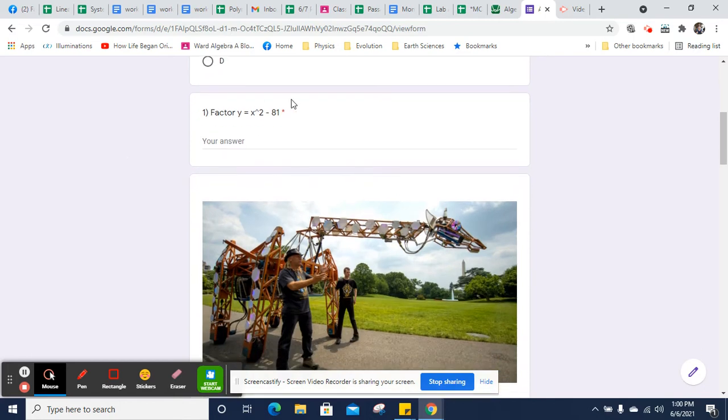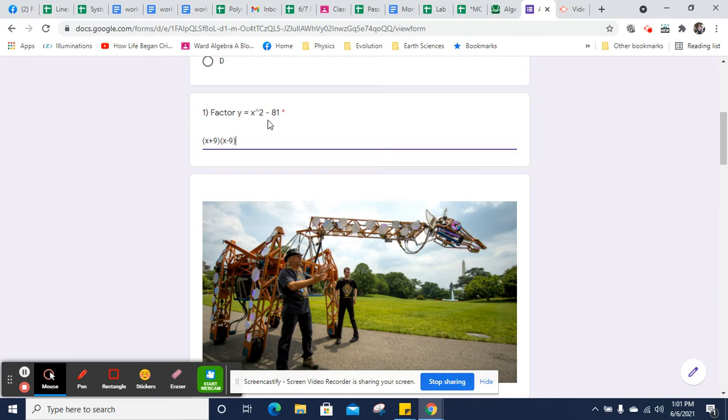So our first thing is we're going to factor x squared minus 81. And so x squared minus 81 is a difference of squares, which means it's going to be the sum of the square roots times the difference of the square roots. So the square root of x squared is x, and the square root of 81 is 9. And we also are going to deal with x minus 9. In fact, this kind of captures the fact that the square root of 81 is plus or minus 9.